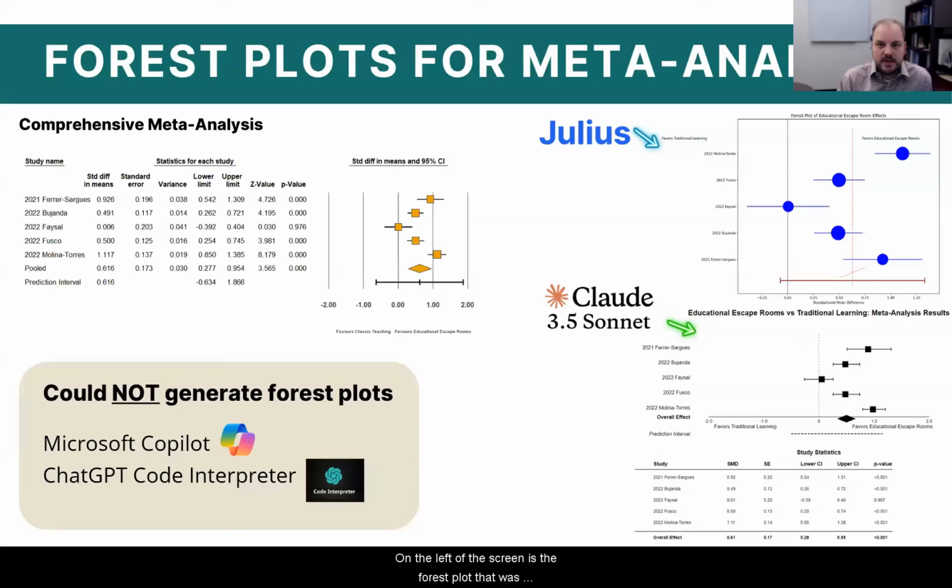On the left of the screen is the forest plot that was generated by comprehensive meta-analysis. Again, that was our baseline, kind of gold standard. And then to the right, you see the forest plots generated by Julius AI and by Claude Sonnet 3.5. Of course, of these two, Claude Sonnet 3.5 is by far better than Julius AI, and it's the one that's closest in comparability to comprehensive meta-analysis. But again, I have to say that there was no mechanism to save any of these files in a user-friendly format. So hopefully future updates will resolve that particular issue.